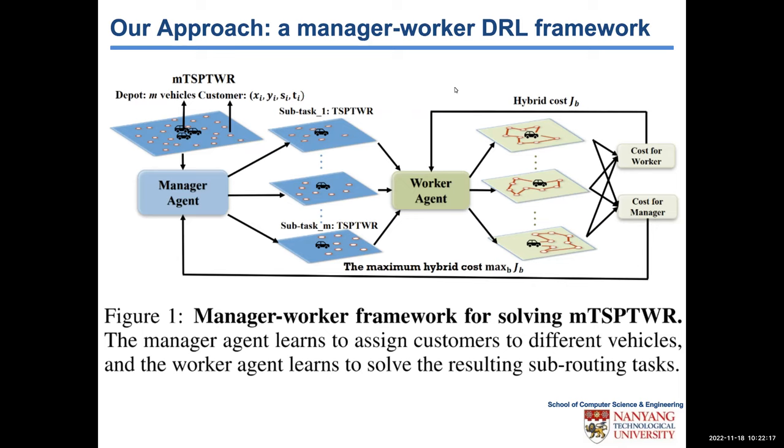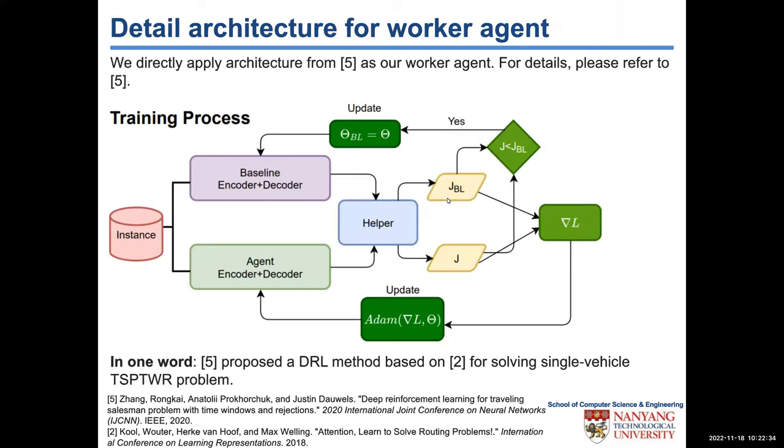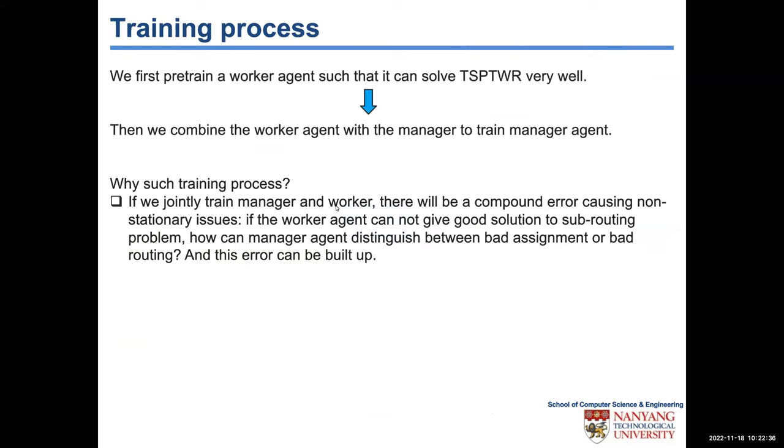In this case, we also witnessed such a phenomenon in our training process. So we propose to train the worker agent first, and then we train the manager agent later, after we train the worker agent. So this is the intuitive motivation why we propose this two-phase training process for our learning framework.